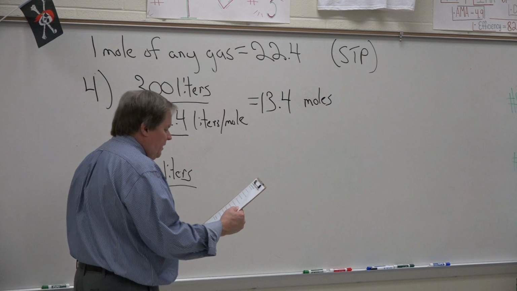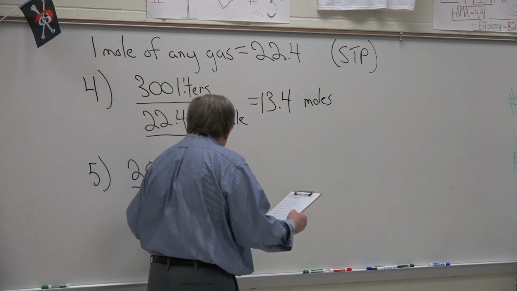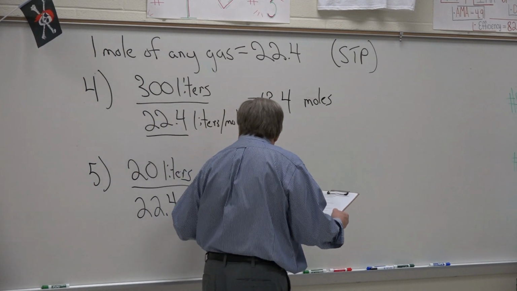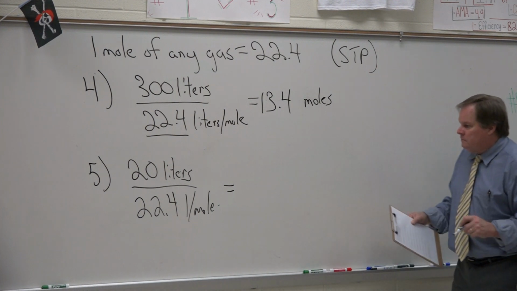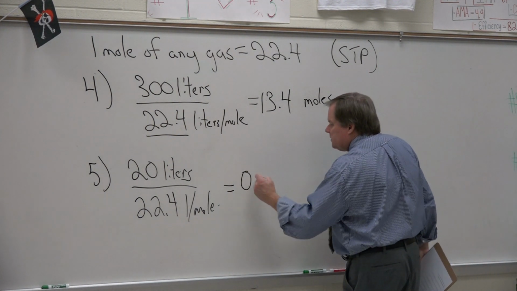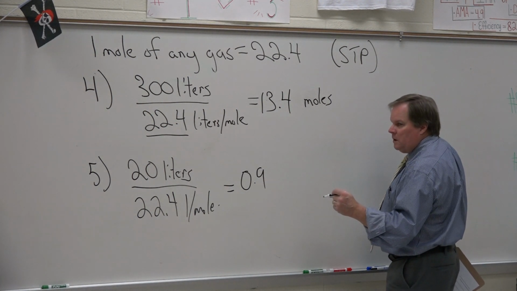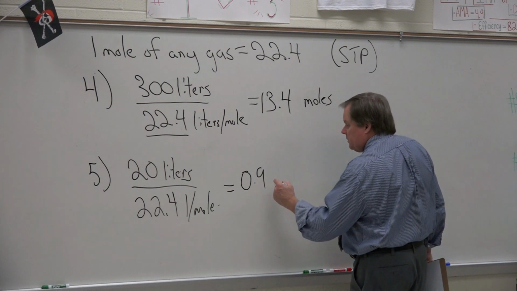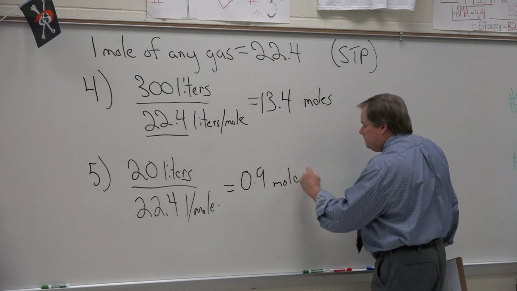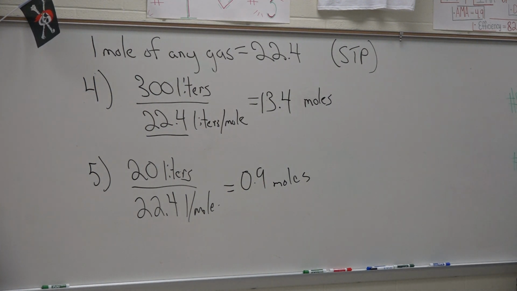Giving you 20 liters of nitric oxide. How many moles? There we go, liters per mole. Who's crunched that one? 0.9. Give me one more. I'll say 0.9 because it's 0.89. 0.89, all right, I like your rationale. Moles, or 0.89. Matthew, you're just checking your answers, aren't you? Okay.